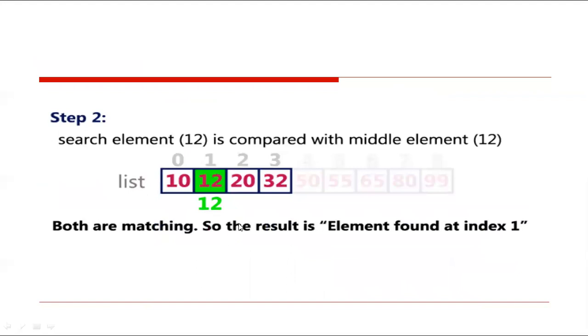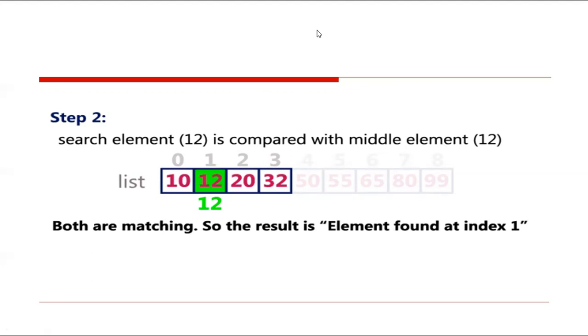So 12 equal to 12, that is the middle element. 12 equal to 12, yes or no? Yes, no need to compare further. The search element is compared with the middle element 12, both are equal. Then the search element is found at index 1. Control exits from the loop. So how many steps are required? Only 2 steps are required to find this element.